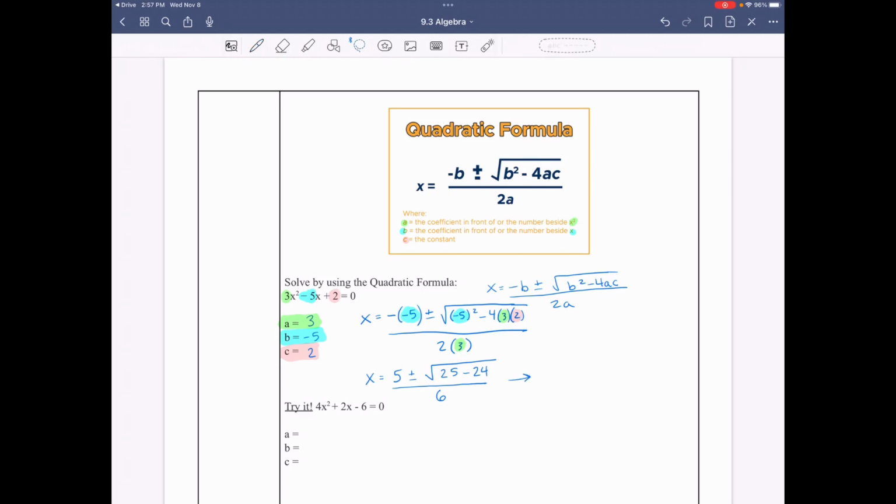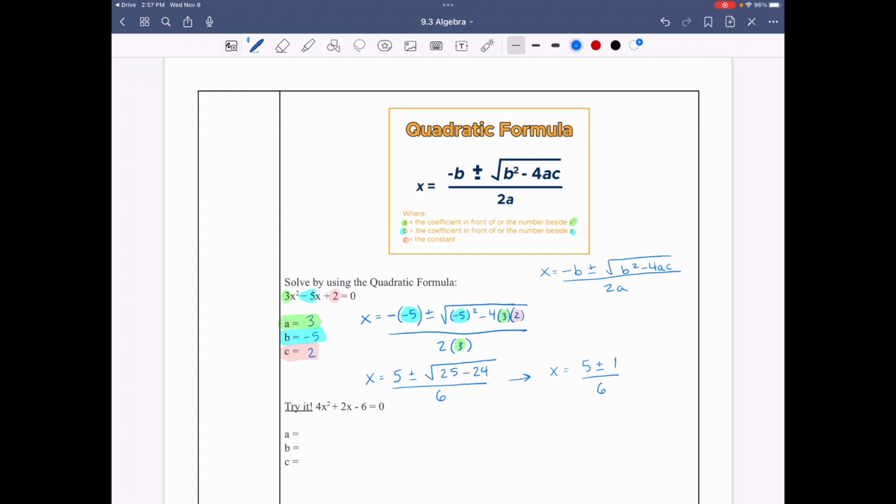I'm just going to move our quadratic formula. It's a little squished for me. Every time you do a problem, you should write that out so that you can memorize it. So x is equal to 5 plus or minus 25 minus 24 is 1. The square root of 1 is 1, all over 6.